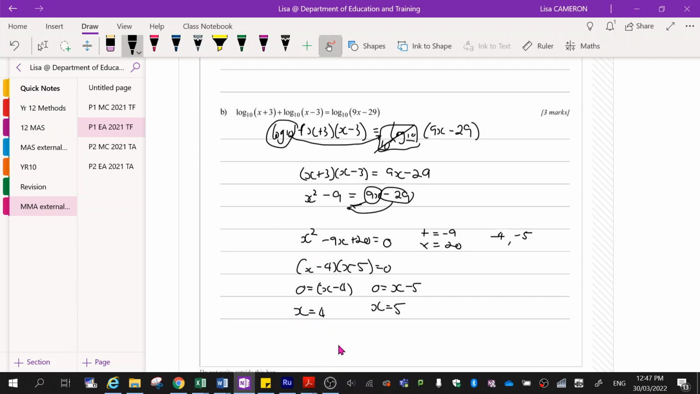Now the next thing I'm going to do is just a quick visual check to make sure that this is a possible solution, because we can't have negatives inside of these brackets. So I'm going to chuck in 4 here. I'd still get a positive, positive, positive. If I put in 5, I still get a positive, positive, positive. So both of these are solutions.